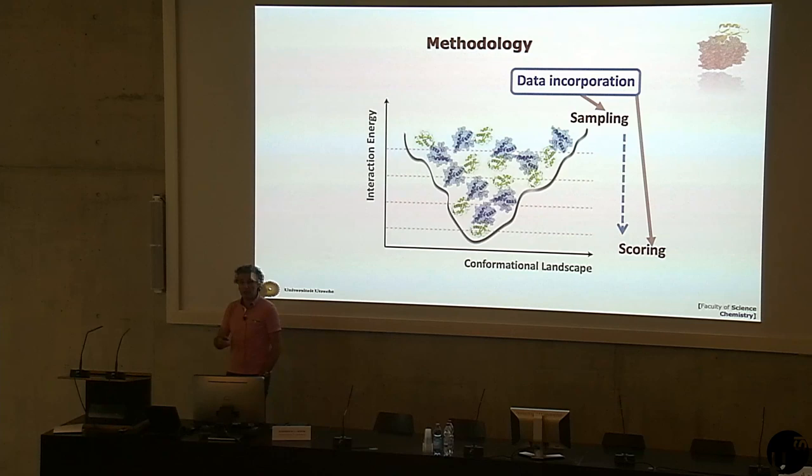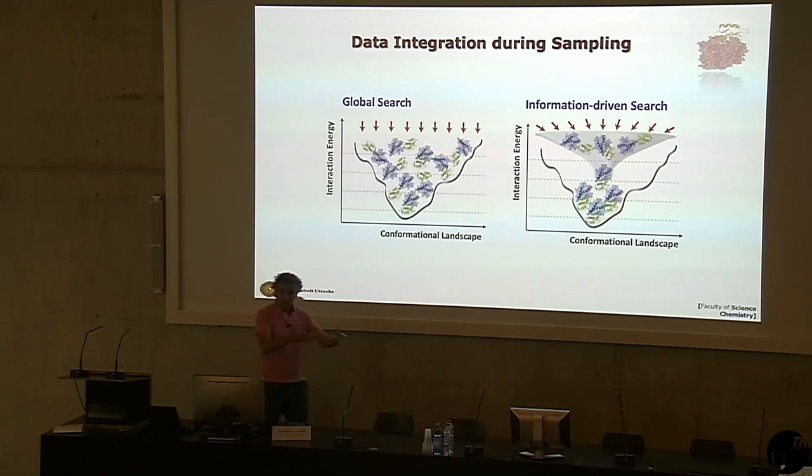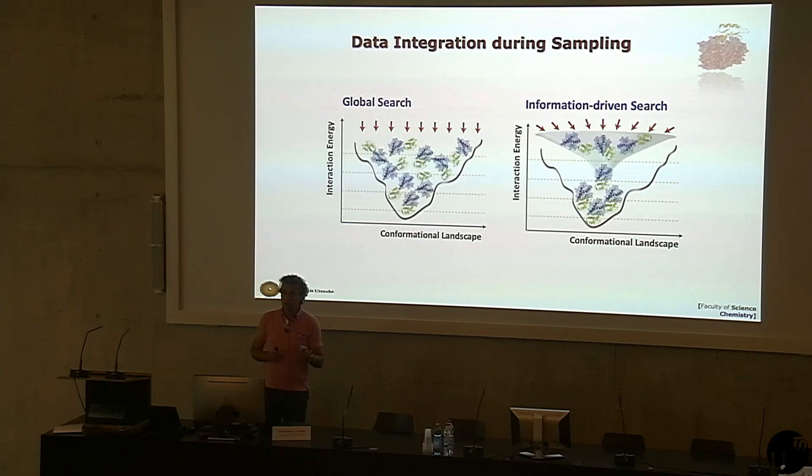So if you use data during sampling, instead of going for a systematic search of your interaction landscape, you're going to concentrate the search in one region. The good thing here is that you can spend maybe more time in the right region of space to fine-tune your modeling. The danger is that if you have bad data, you're going to get bad results. That's the GIGO principle. You can go in with Wikipedia, look up GIGO. It's the garbage in, garbage out principle.